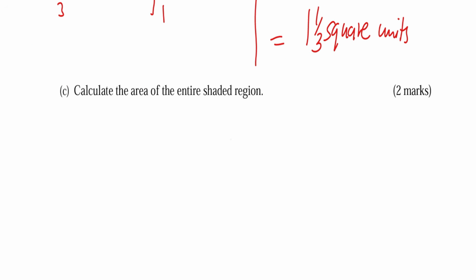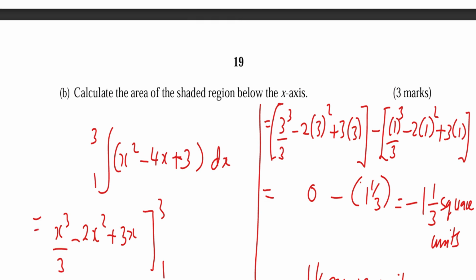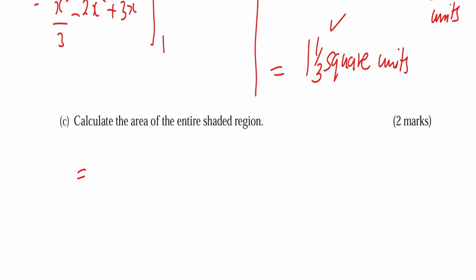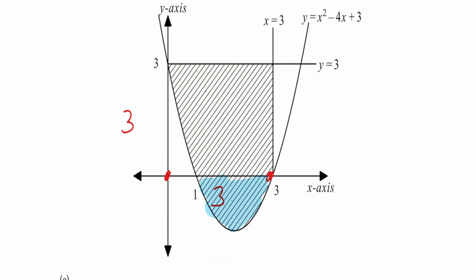So now let's go to question C. Calculate the area of the entire shaded region. The area of the entire shaded region is when you take this one and add it to this one. So you take 26/3 square units and add 4/3 square units, which gives you 10 square units. The reason why I added is this: if you get the bottom one, you add it with the top one, and that is your whole shaded region.